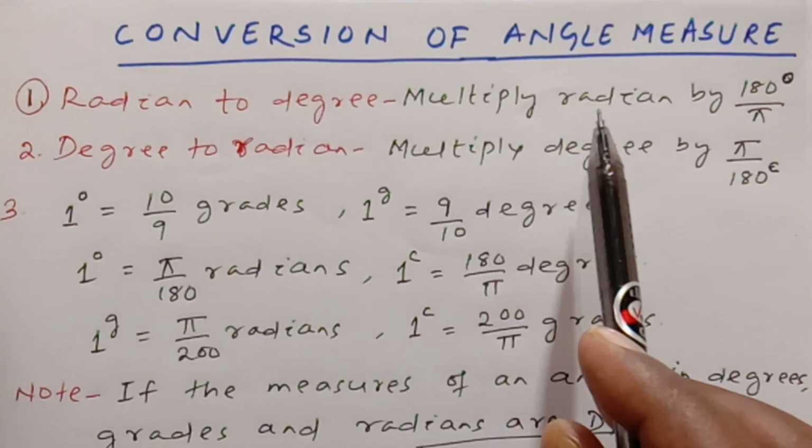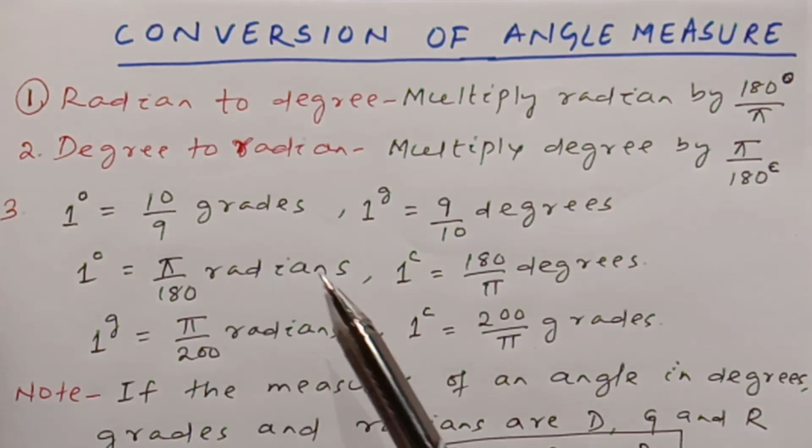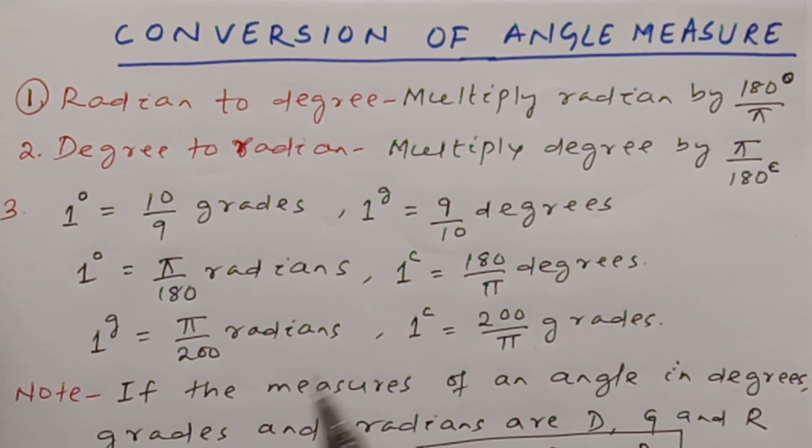Conversion of angle measure. So how can you convert the measure of an angle from one system to another system, from one unit to another unit? In my first class, I have already discussed there are three methods to measure an angle, and different units are used in different methods. The different units are degree, radian, and grade. So how can you convert one angle from one unit to another unit?